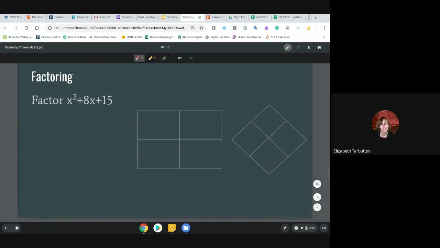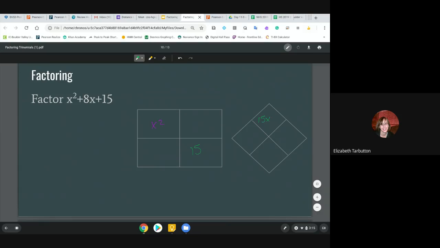Let's try another example. If you'd like, you can pause the video and try this one on your own. Otherwise, if you need more support, you can just follow along. X squared goes here, 15 goes here, and we put 15x squared in the top of our diamond. 8x goes in the bottom of our diamond.